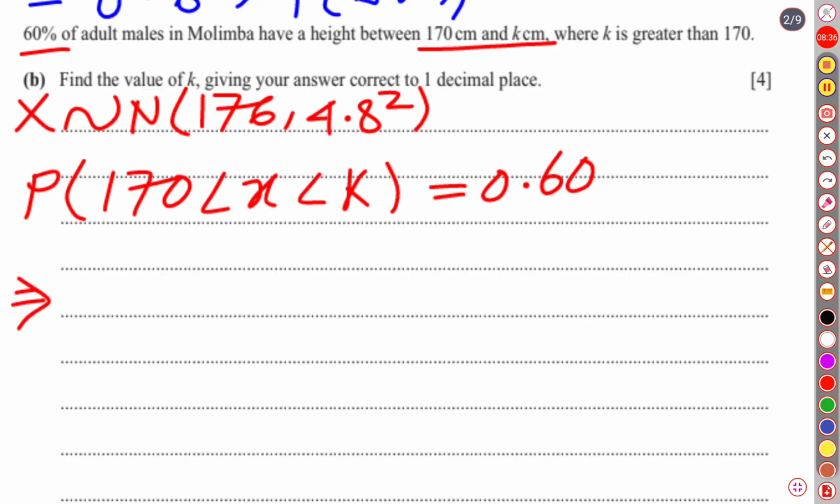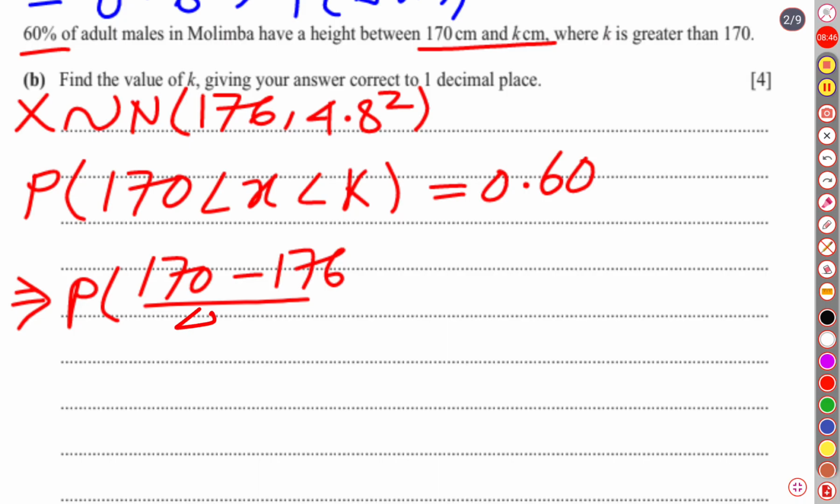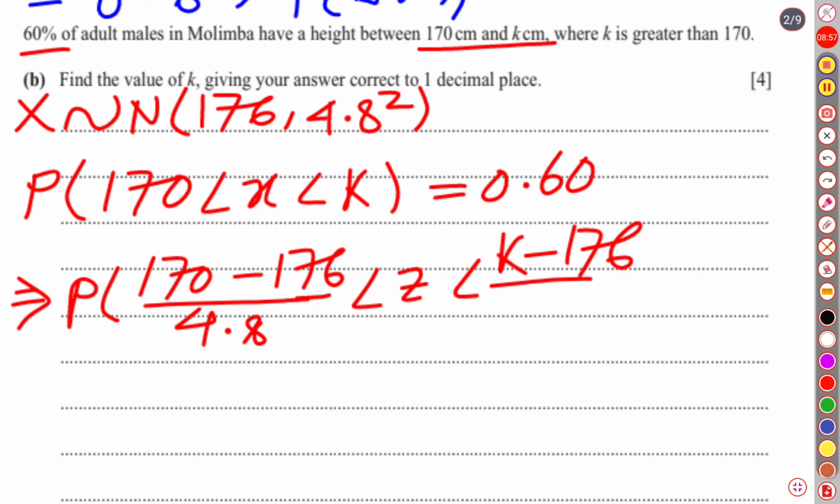If we standardize our score, it is going to be the probability of (170 minus the mean value, which is 176) over the standard deviation, which is 4.8, less than z, less than (k minus the mean value). The mean value is 176 and the standard deviation is 4.8. The probability is 0.60.